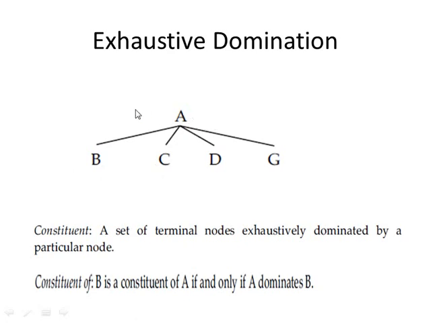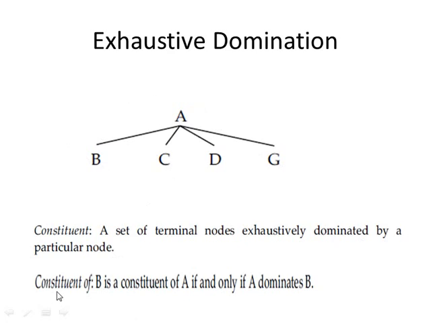And from this definition, we have another pattern. So constituent, constituent itu juga bisa disebut sebagai rumus a set of terminal nodes exhaustively dominated by a particular node. Ya, jadi di sini kita sebut rumus dari keseluruhan ini adalah constituent. Jadi antara A dengan apa yang didominasinya itu adalah satu constituent.